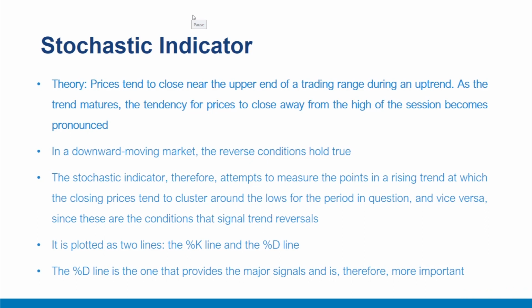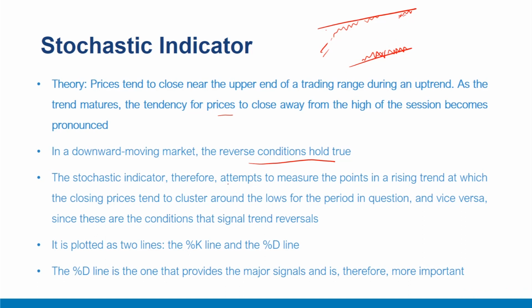Theory suggests that prices tend to close near the upper end of the trading range during an uptrend. That means if prices are moving up, in an uptrend, then prices tend to close near the upper end of the range. As the trend matures, the tendency for prices to close away from the high and close near the low of the end of the session becomes more pronounced. In a downward moving market, the reverse conditions hold true. That means when the downward move or bearish phase is in strength, prices will tend to close on the lower side, while when it is maturing, prices will start to close on the higher or upper side.